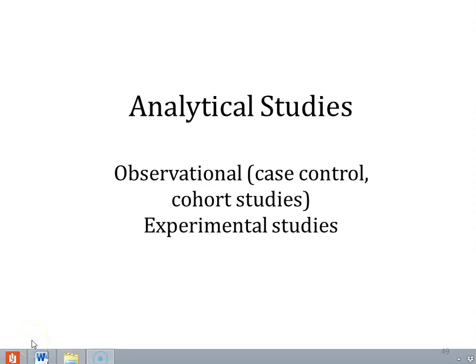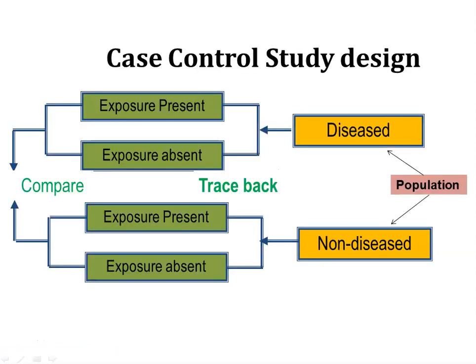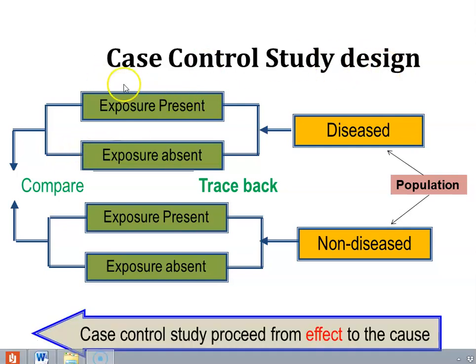We will now discuss the detail of analytical studies, which includes the observational and the experimental study plans. First of all, the case control study design, which is an observational study. I previously discussed that in this design, we take the disease cases and we interview them. We ask them if they were exposed to a risk factor or not. And then we compare their findings with a control group, that is, a group of healthy people.